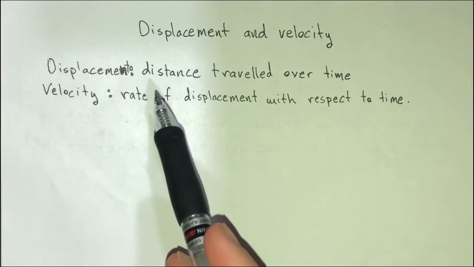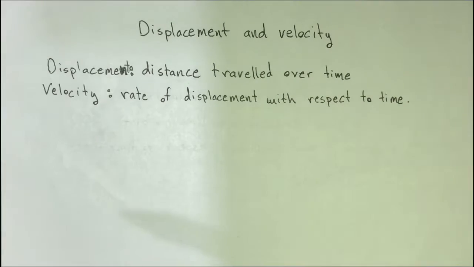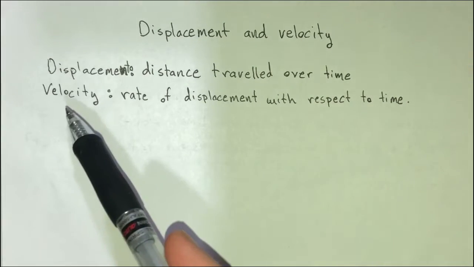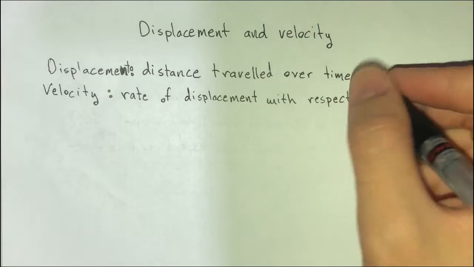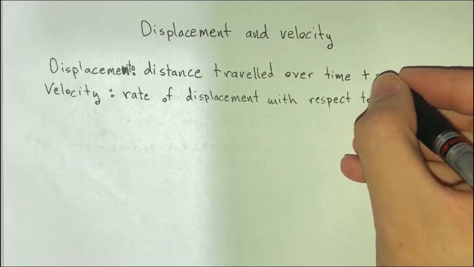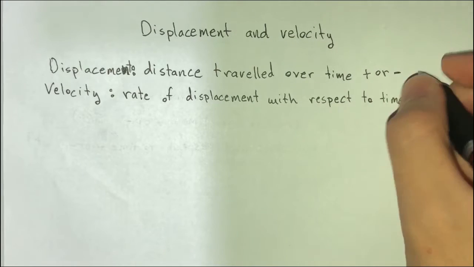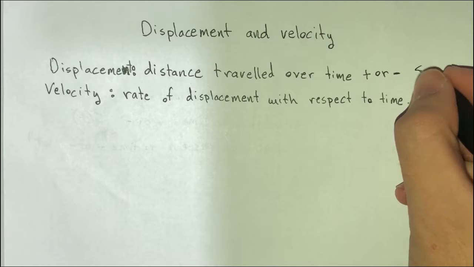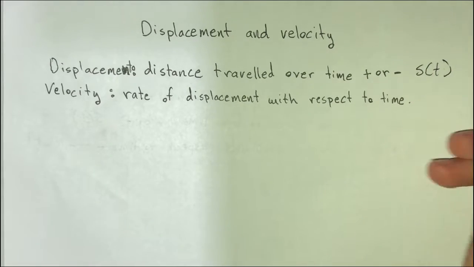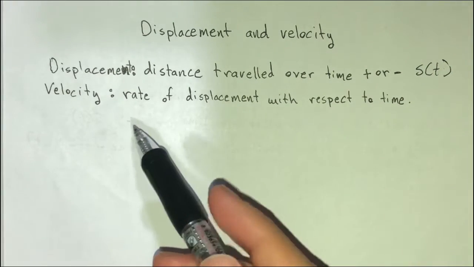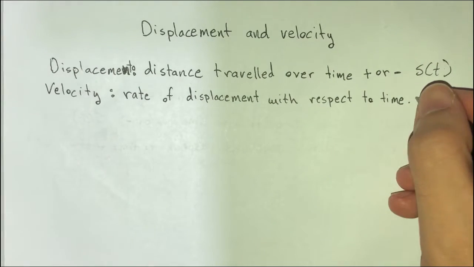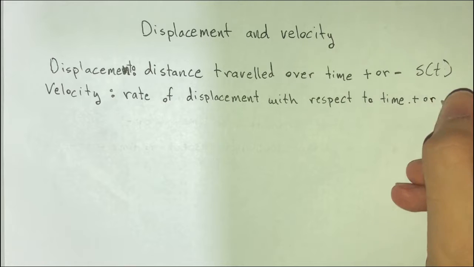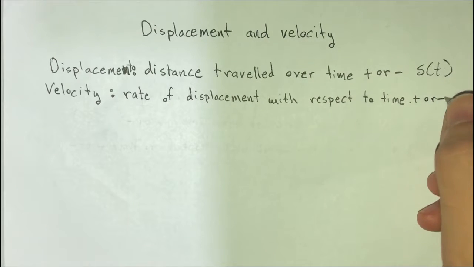Now for the main topic, displacement and velocity. We'll start by defining displacement. Displacement is the distance traveled over time by an object. It is a vector. It can be positive or negative, and it can be given through the notation s(t). Velocity is defined as the rate of displacement with respect to time. It is also a vector, so it can be positive or negative. It's given through the notation v(t).